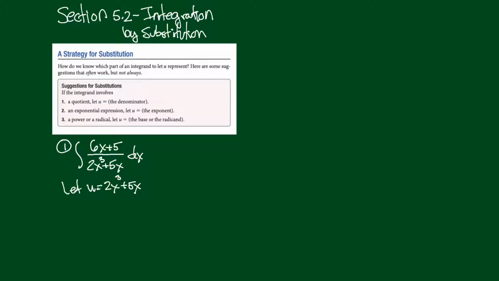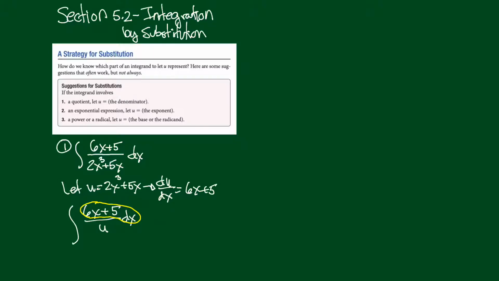Now, if I do that, here's where we are so far in the process. I'm going to have 6x plus 5 over u dx. So I've got this thing partially converted to u, but what we still need is to convert this 6x plus 5 dx to u. So if this method is going to work, here's what should happen. From this u right here, take du dx. So if I take du dx, I'm going to get 6x plus 5.